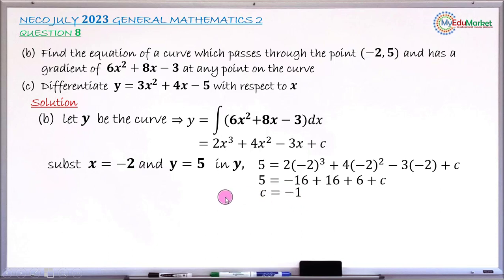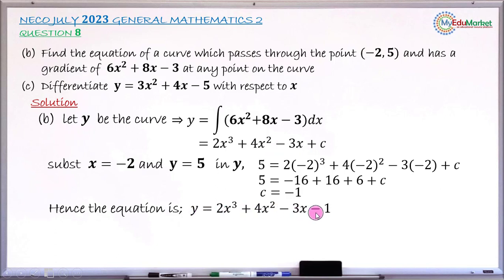So we can now write the original curve y, that is the original equation of the curve, by substituting c by minus 1 in y equals 2x cubed plus 4x squared minus 3x plus c. That gives us the original function y equals 2x cubed plus 4x squared minus 3x minus 1. This is the equation of the curve.